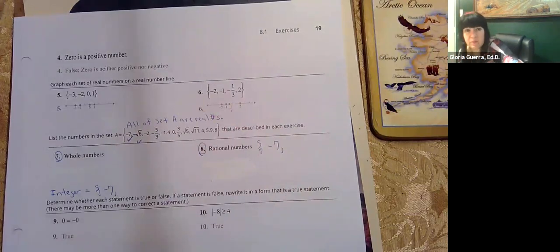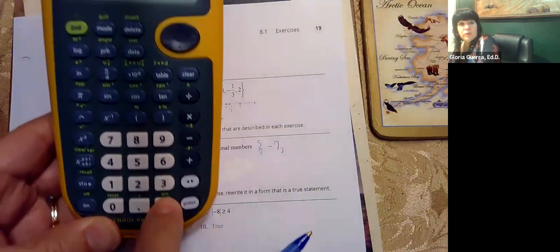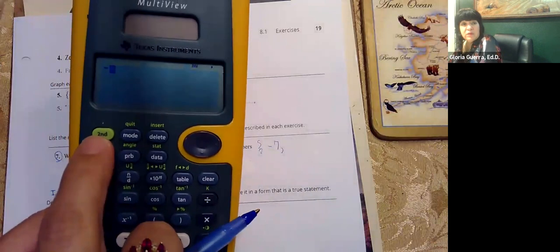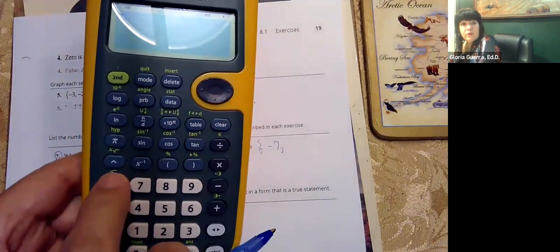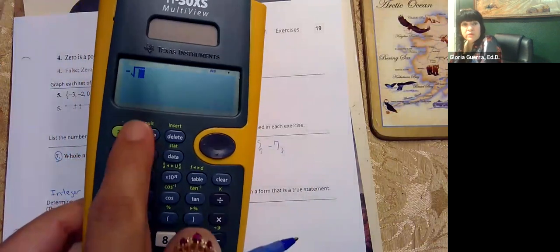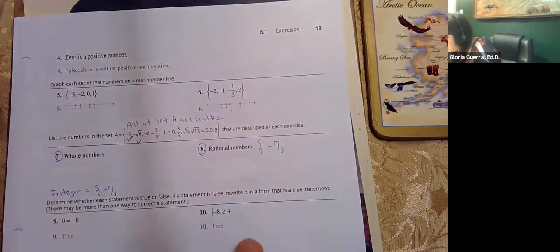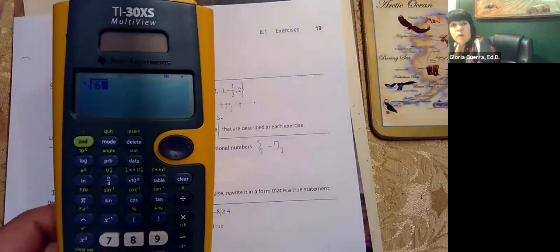Now this is -√6. I'm pretty sure when you evaluate that, it's not going to be a perfect root. I think that's going to be a non-perfect root. So let me just show you. The negative is down here. For square root, you hit the second key, and then the square root is right above the x² button. Then you type in the number, which is 6.